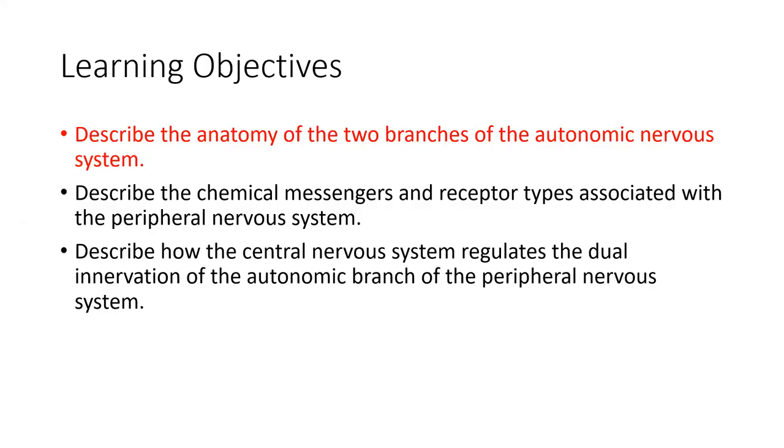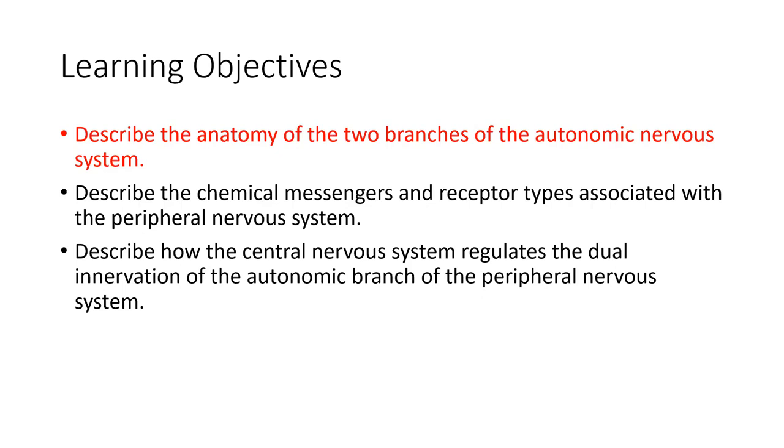The peripheral nervous system. And this is where we find the two branches of the peripheral nervous system. It's the autonomic nervous system and then the somatic nervous system. And we'll talk about the somatic nervous system in our next packet. And so we're zoning in on the autonomic branch of the peripheral nervous system.